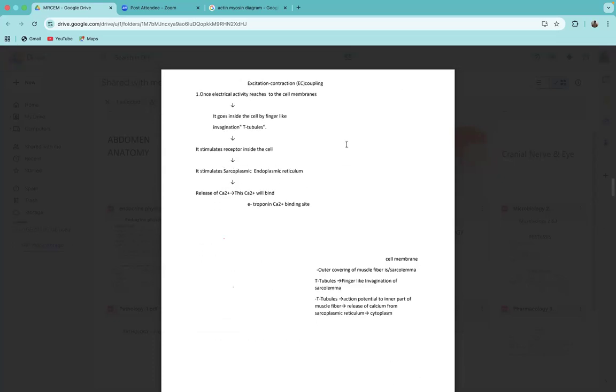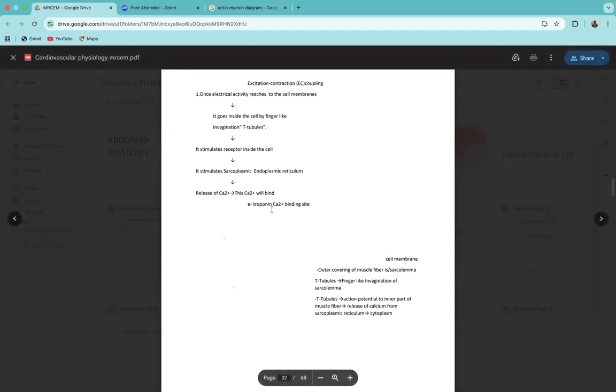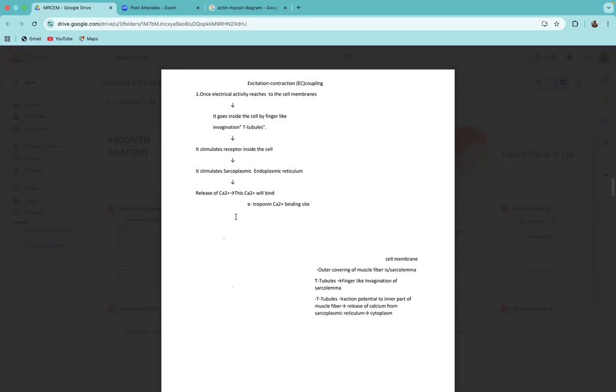The excitation contraction coupling, okay. Once the electrical activity reaches the cell's membrane, it goes inside the cell by a finger-like projection, which is the T tubules. And it stimulates the receptor inside the cell. It stimulates the sarcoplasmic reticulum, which ultimately releases calcium, and the calcium will bind with the troponin, as we have already seen, the troponin calcium binding site.